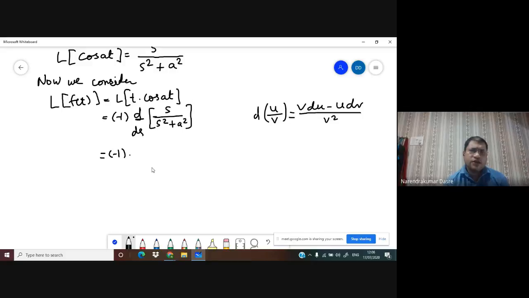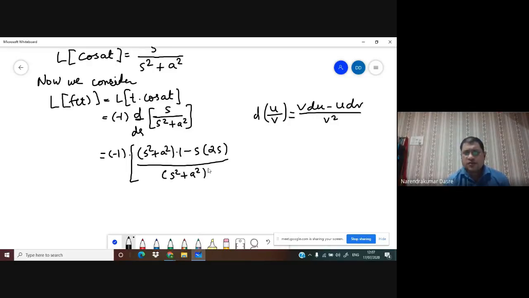So I hope this formula is ready written in your formula sheets. Okay. Now let us apply this formula here. So what we'll get is, we have v as it is. So s square plus a square, the derivative of s is going to be 1. Then minus s remains as it is, and the derivative of v, and upon what you get is s square plus a square bracket square.